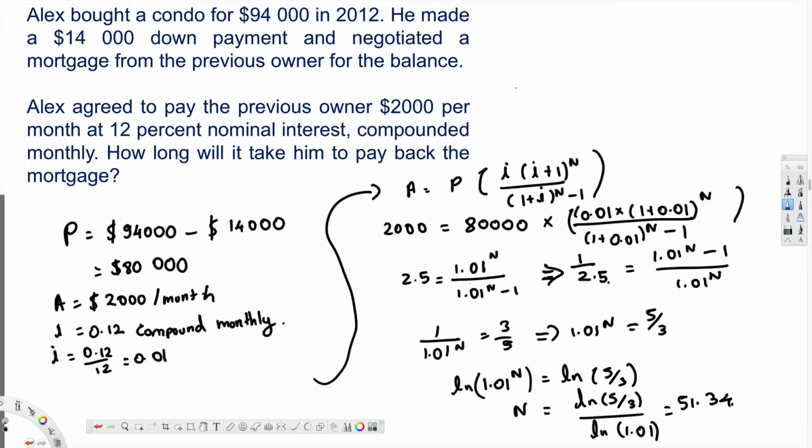Here it's asking how long will it take him to pay back the mortgage. It's actually 54. Okay, let's read this one. He negotiated a mortgage for the balance, at 12% nominal interest compounded monthly. How long will it take him to pay back the mortgage? That is 51.